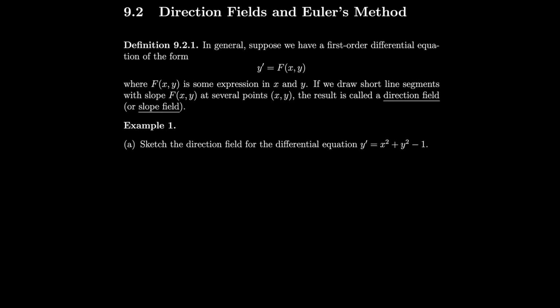Section 9.2, Direction Fields and Euler's Method. In general, suppose we have a first-order differential equation of the form y prime equals f of x, y, where f of x, y is some expression in x and y. If we draw short line segments with slope f of x, y at several points, the result is called a direction field or slope field. Let's do an example where we sketch the direction field for the differential equation y prime equals x squared plus y squared minus 1.